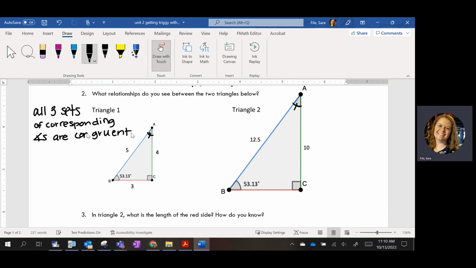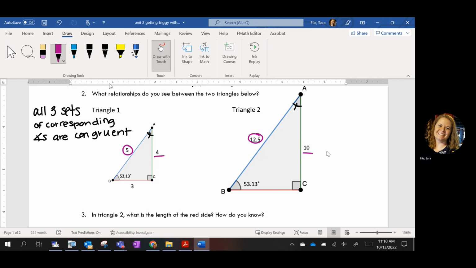Okay, so all 3 sets of corresponding angles are congruent. What else? Anything else anybody notices about the sides? We know the side lengths aren't congruent, but do you notice anything? Say it again, Zach. They have a common scale factor. So if you don't remember that term from geometry, he's looking at the corresponding sides. So the 5 to the 12.5, the 4 to the 10. Okay, he's saying they have the same scale factor.